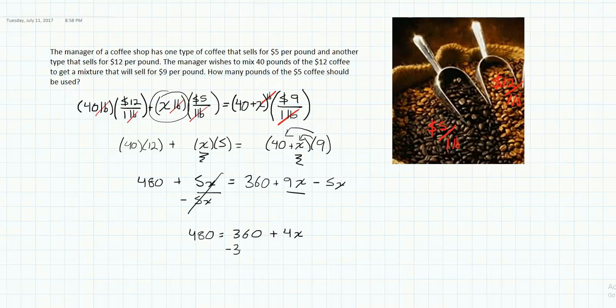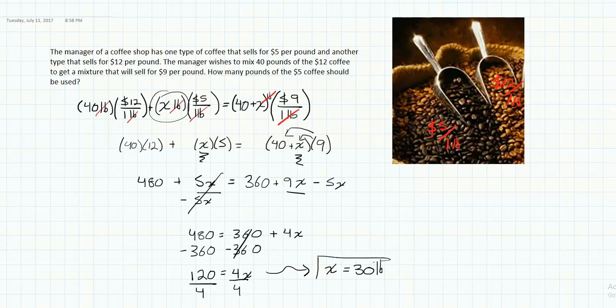And now I can subtract 360 to get the numbers by themselves, and we'll get 120. Now 120 is going to be equal to 4x, so that we can divide both sides by 4 and find that x is equal to 30. 30 pounds of our dark colored coffee up there is exactly what we need to get this blend that's worth about $9 per pound.